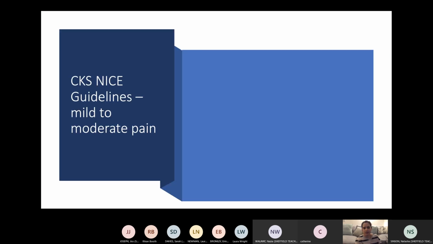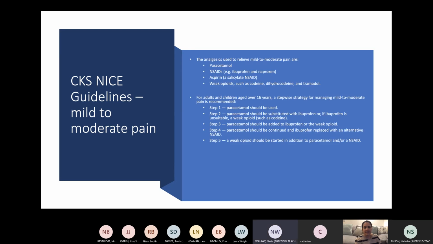The other guidelines that I looked at were the NICE guidelines. And again, they were quite unhelpful for thinking about older people. For mild to moderate pain, they talk about paracetamol, they talk about NSAIDs, which we do try and avoid in older people. They talk about aspirin, which we don't tend to use as an analgesic agent in older population, and then about weak opioids, but including tramadol in that, which I guess we would also try to avoid.